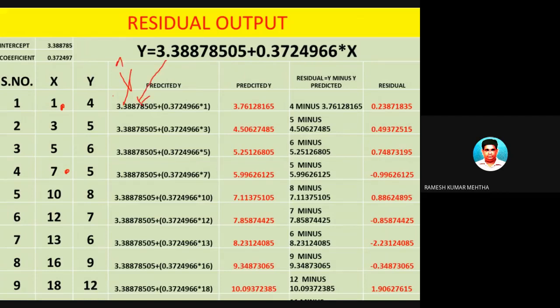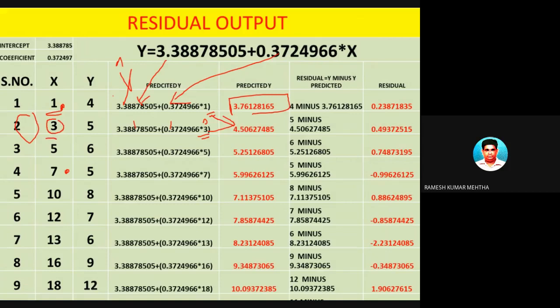plus 0.37, which is b, and substitute the value of 1 because x is equal to 1. So you will get predicted y as 3.76. On similar lines, for the second case, that is case number 2, the same equation to find out the predicted value of y, 3.38 plus 0.37. This will be the same, but x will change because the number of hours he has studied has increased from 1 to 3. So it is 3. So you calculate this and you will get y predicted is 4.5.